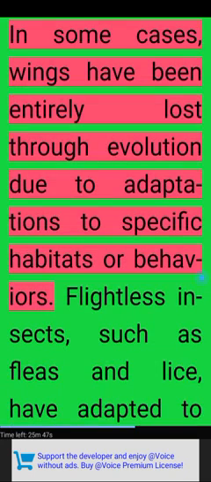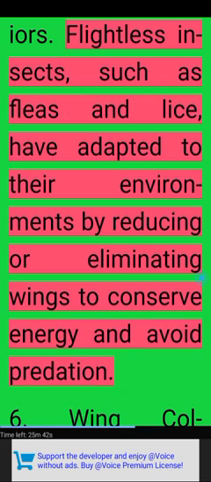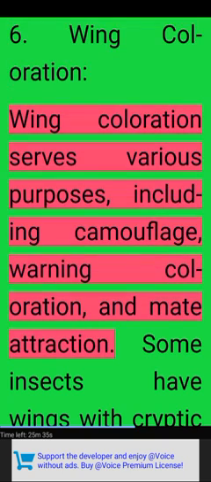5. Wingless adaptations. In some cases, wings have been entirely lost through evolution due to adaptations to specific habitats or behaviors. Flightless insects, such as fleas and lice, have adapted to their environments by reducing or eliminating wings to conserve energy and avoid predation. 6. Wing coloration. Wing coloration serves various purposes, including camouflage, warning coloration, and mate attraction.